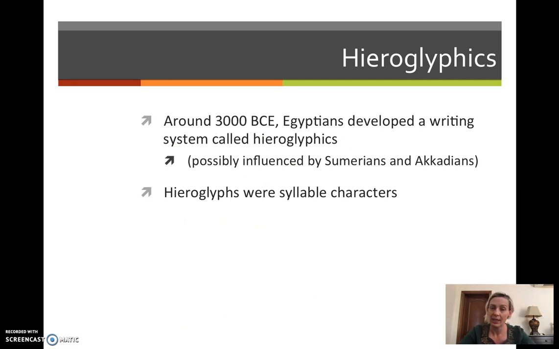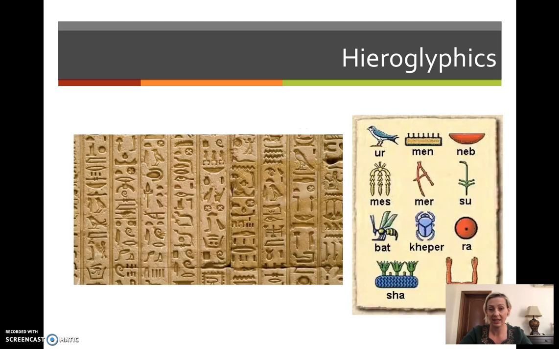Another very old writing system that we know developed around 3,000 years BCE was hieroglyphics that I'm sure you've heard of. This was the writing system used by Egyptians who possibly were influenced by the cuneiform writing system. And hieroglyphs, even though they look like pictures as we know them, they were really syllable characters. So each symbol represented one syllable. And you can see examples here.